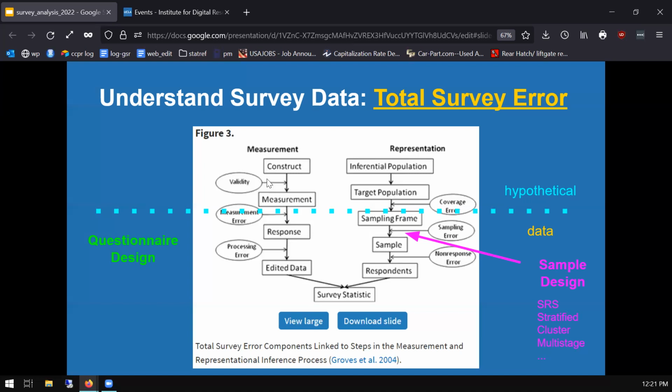And I think this hypothetical versus data line also carries over to the measurement aspect. I'll pause there for a bit. I think it's a lot to soak in when I first encountered this, but this is the really helpful and important total survey error framework that can help you navigate different steps of survey analysis.